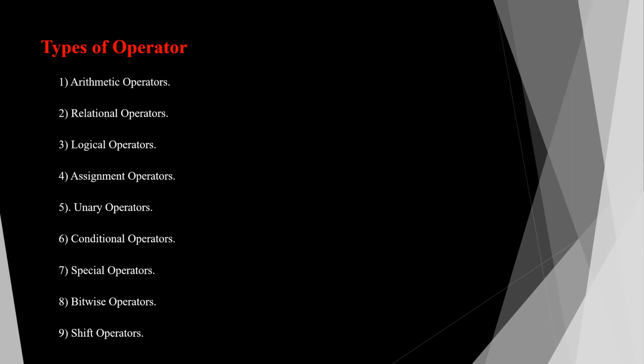So these are the types of operators. Operators can be further classified into nine different types: arithmetic operators, relational operators, which we can also call comparison operators, third is the logical operator, assignment operator, unary operator, conditional operator, special operator, bitwise operator, and shift operator. These are all the different types of operators available in the C programming language.